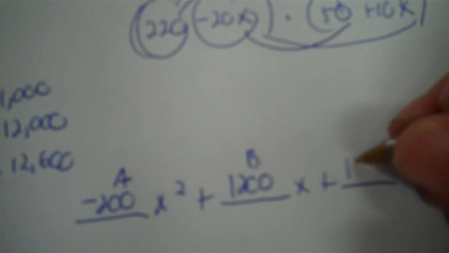So this is 11,000. This is going to be 2,200x. This is going to be negative 1,000x. This is going to be x second, and then negative 200. Okay, so negative 200 is your x to the second. So there's my a. Then you add these, that's 1,200, and that's your b. And the constant is 11,000.